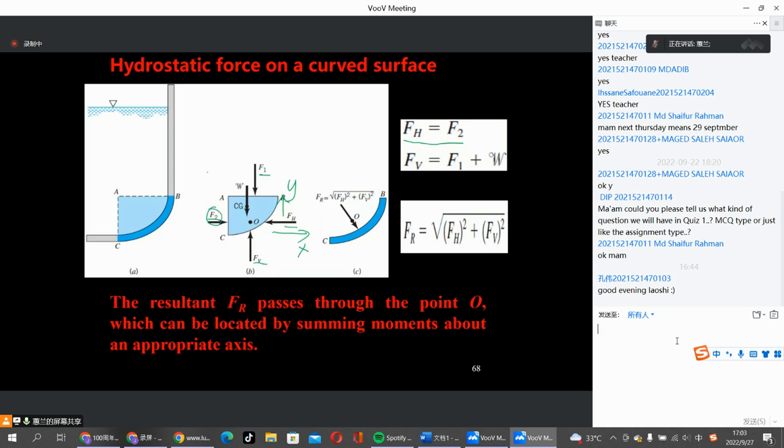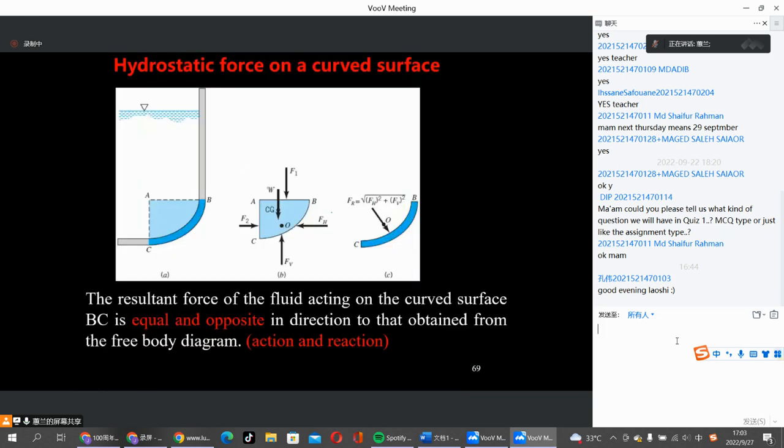So how to calculate F2? We just reviewed that. We know F2 is actually the total pressure force acting on the straight plane AC, and F2 will equal the pressure at the centroid of AC times the area AC, right? So when you need to find the horizontal force component, you need to find its vertical projection AC, then find the centroid of the projected area AC, calculate the pressure at the centroid, and then multiply by the area of AC.